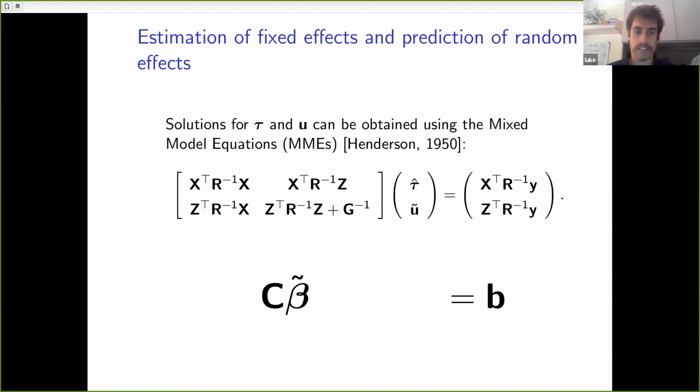It's worth noting that C is symmetric and it's also positive semi-definite, although for the remainder of this talk, we'll only really consider the positive definite case. There are tricks to deal with a singular case, but that can be a different talk.